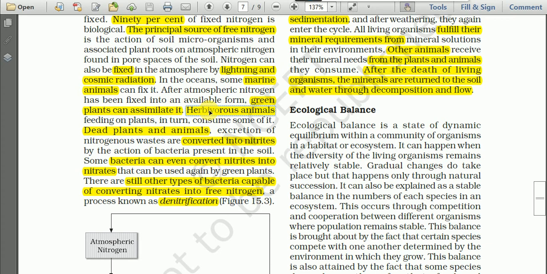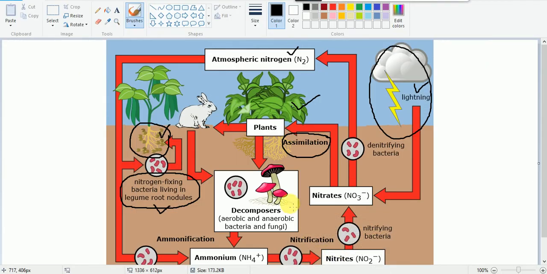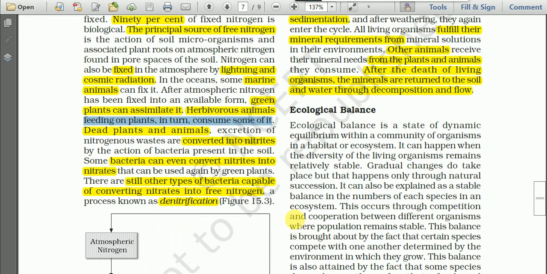Then herbivorous animals feeding on plants in turn consume some of it. So after the nitrogen is assimilated by the green plants, herbivorous animals, for example rabbits, cows, and goats, will eat this nitrogen. Herbivorous animals feeding on plants in turn consume some of the nitrogen.